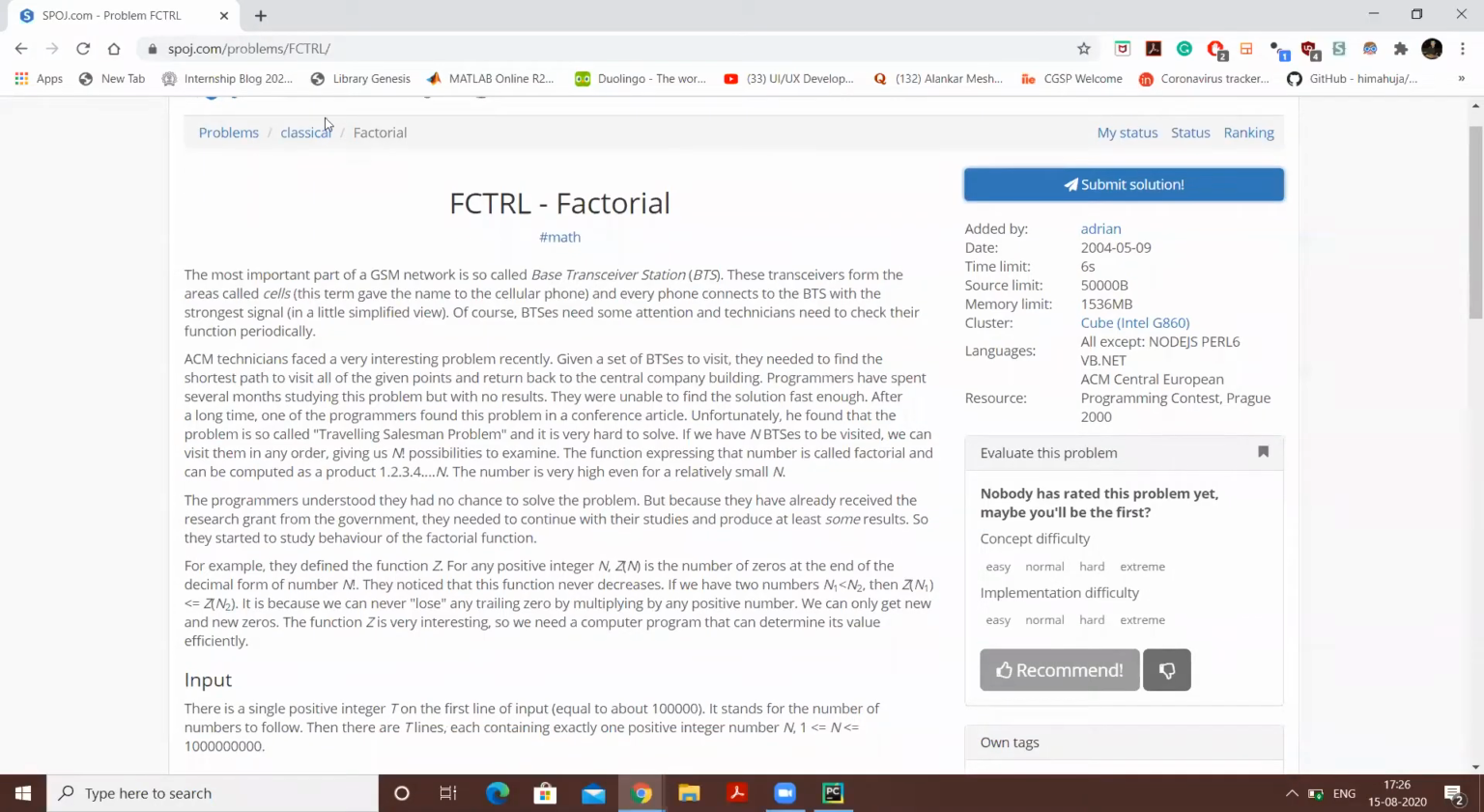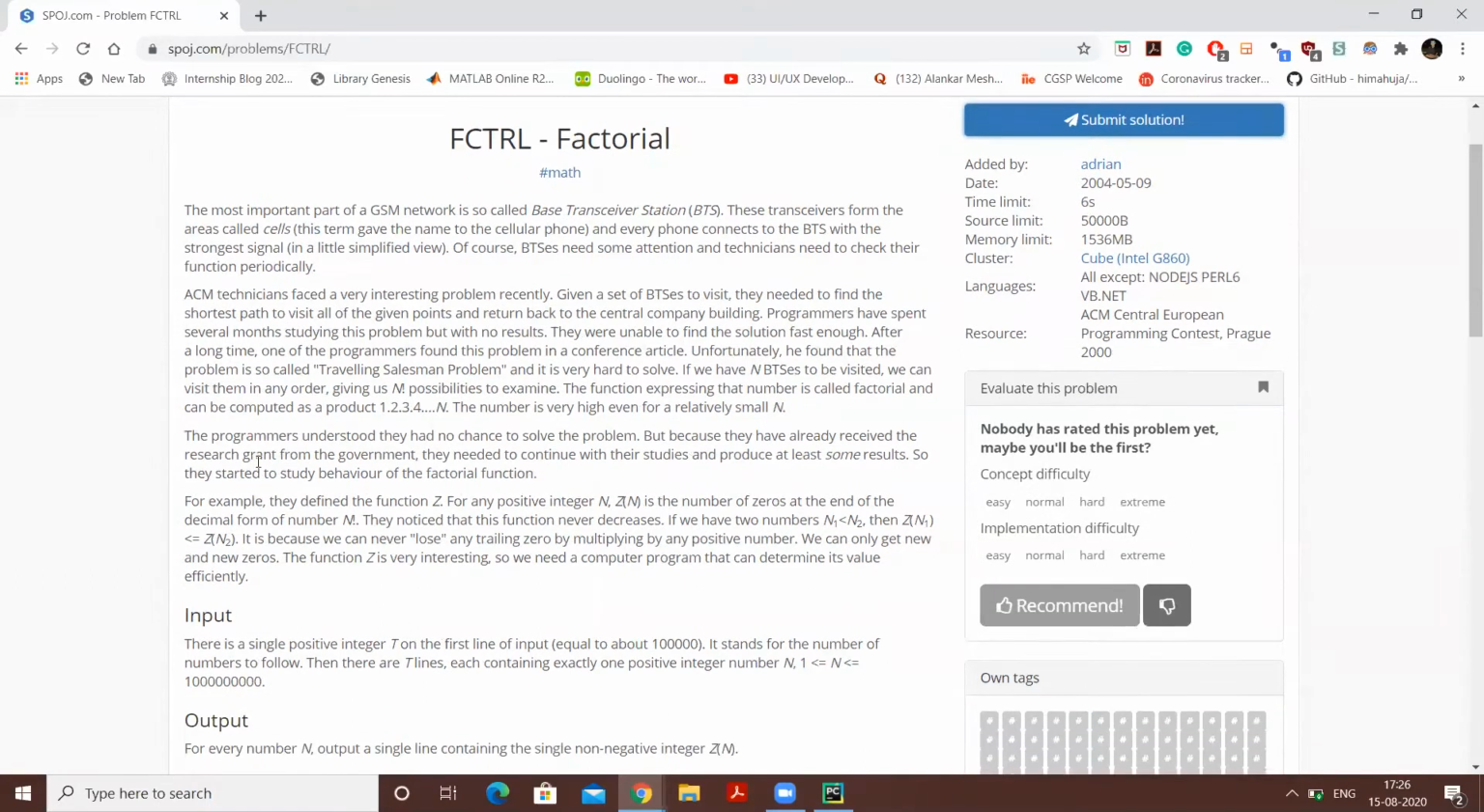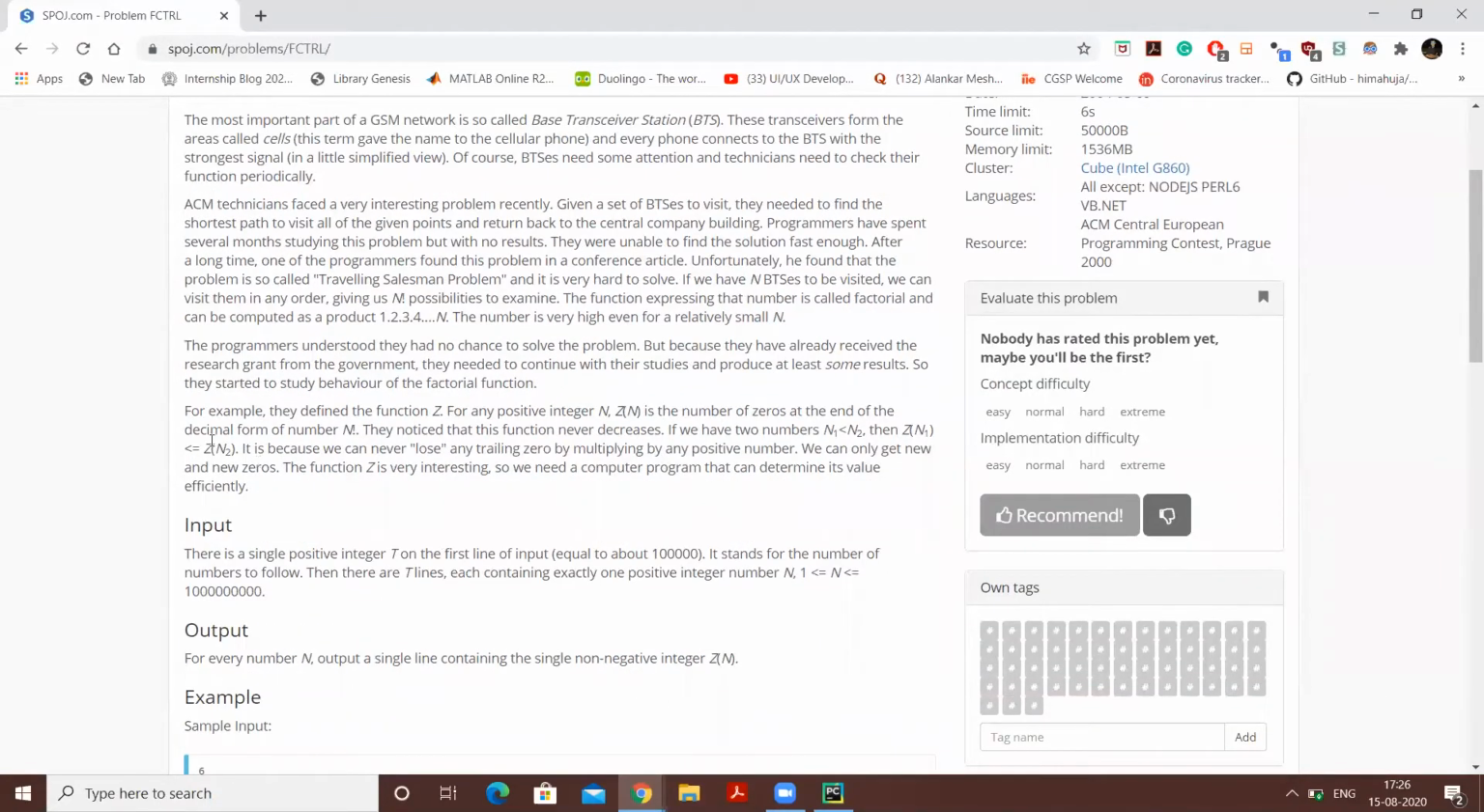In this problem, the initial three paragraphs, you can read them if you want, but they are not at all related to the problem. So I'll start reading from where it's actually relevant. I'll start reading from here.